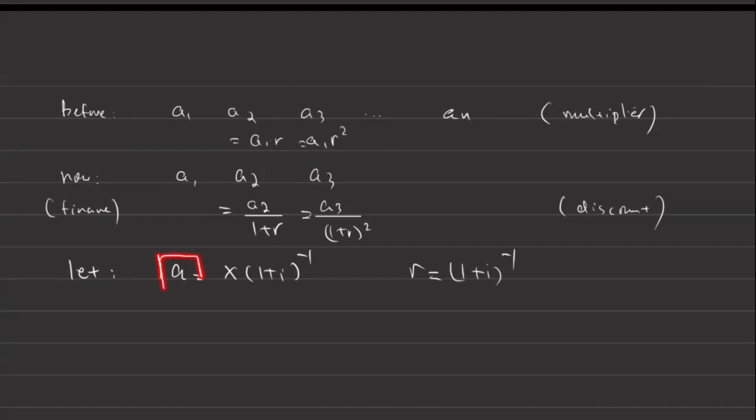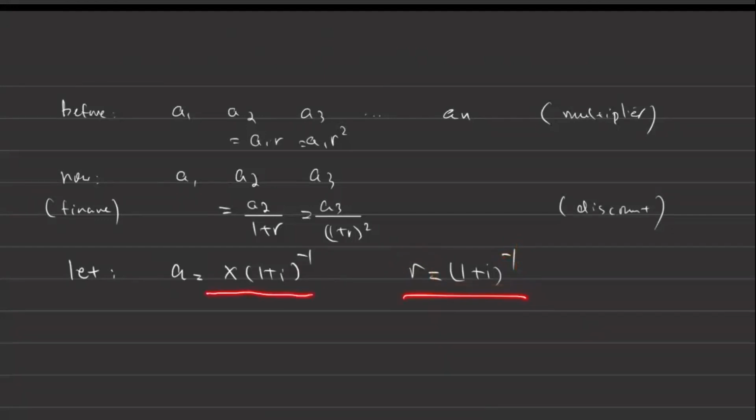Because now this A, you want to discount this x back. That's why this is a minus 1. And then this factor R is not a multiplier. It's a discount factor, right? Because this power here is a minus 1. So we need to make this change of variable as well.